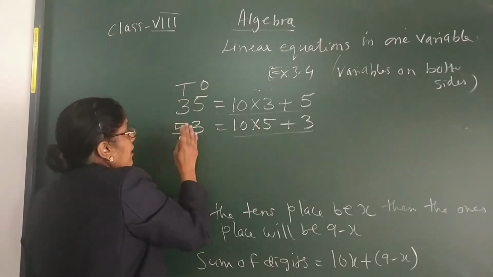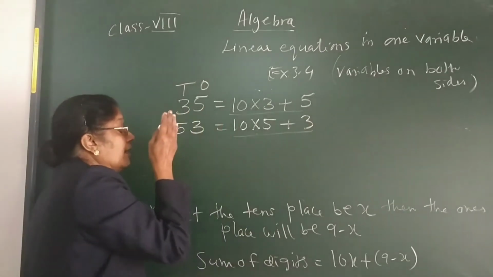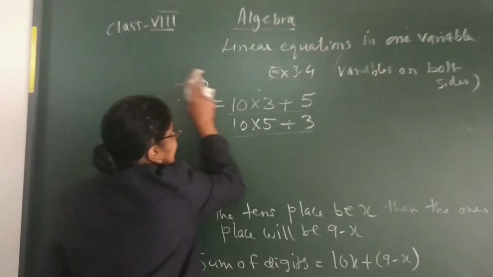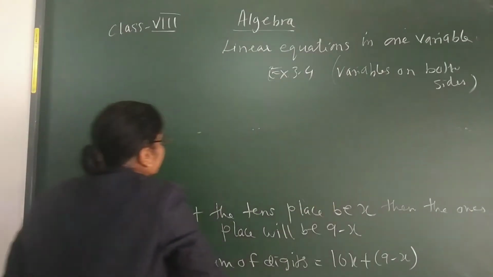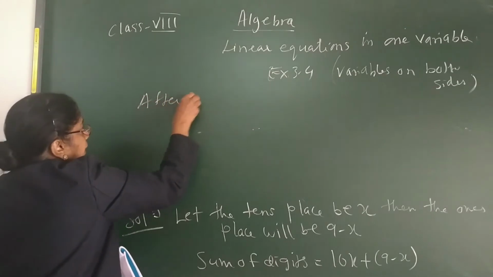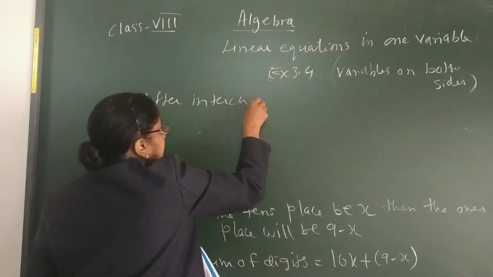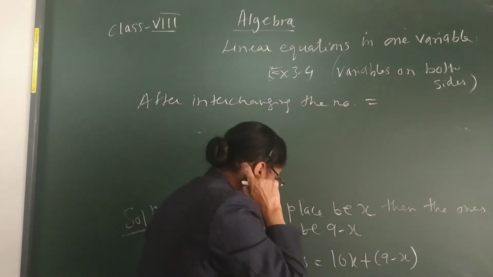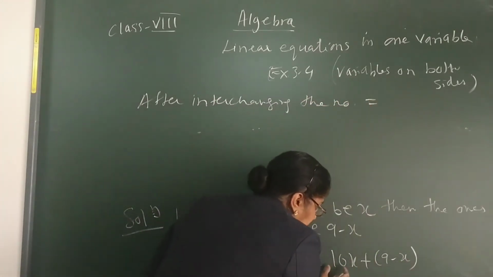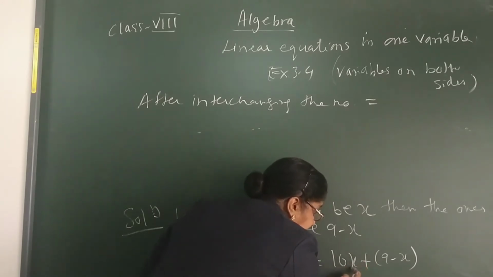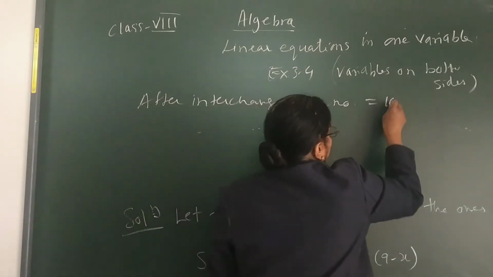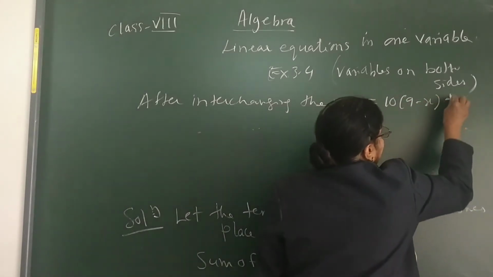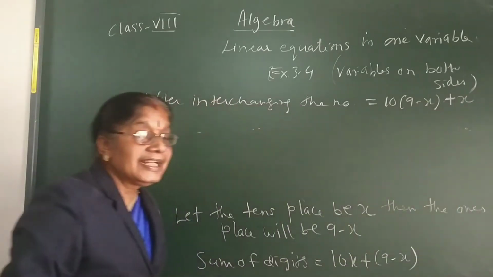Interchange means what? The number in the ones place will go to the tens place and the number in the tens place will go to the ones place. So after interchanging, the number will become, here interchange means what? This 9 minus x will go to the tens place and x will come to the ones place. So you will get 10 into 9 minus x plus x. This is the interchanged number.